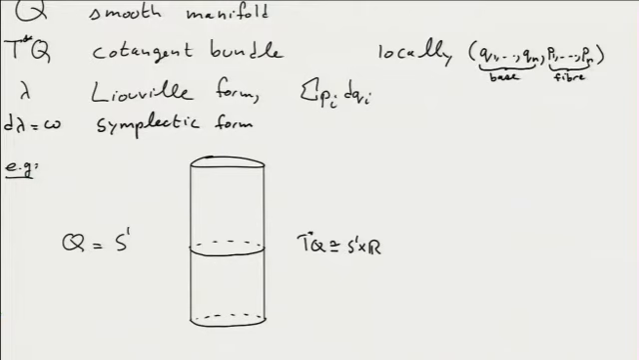So when I say the symplectic topology of a cotangent bundle, I really mean, look at this specific symplectic form on the cotangent bundle.